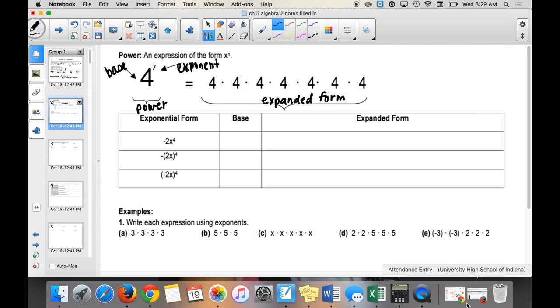Okay, so it's important to recognize what is being raised to a power. So if I have negative 2x to the 4th, like this first one, the x part is the only thing that's being raised to the 4th. Do you guys all see that? Okay, so the base is just the x. So if I was writing it in expanded form, I would have the negative 2 out front, and then I'd have x multiplied by itself 4 times, right?